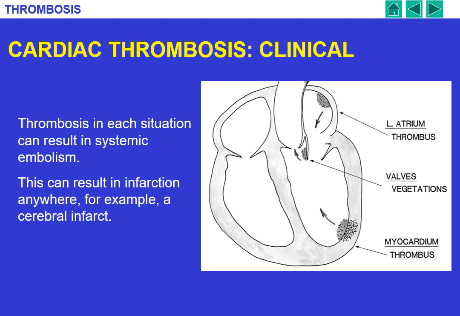As we've already noted, small pieces of thrombosis in the cardiac valves and chambers can break off and travel in the systemic circulation. These emboli, as they're called, or thromboemboli to be more precise, can lodge in distal vessels, occlude them, and result in infarction of the part served. An example might be a cerebral infarct, where a small piece of thrombus breaks off and occludes a cerebral artery.